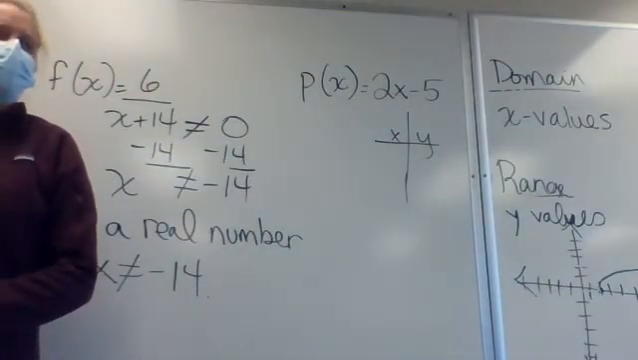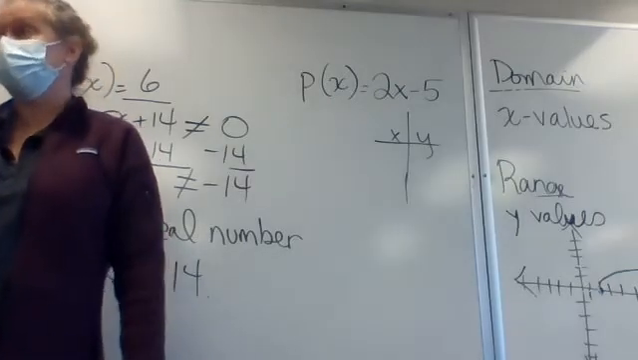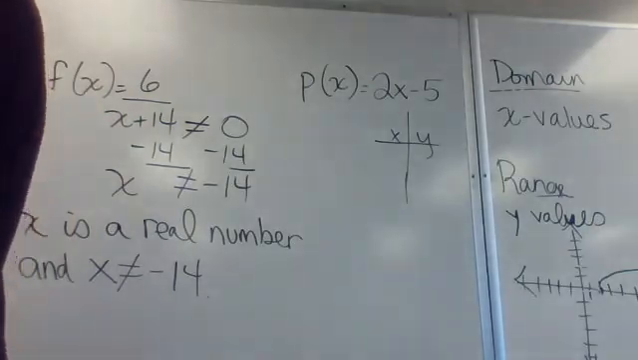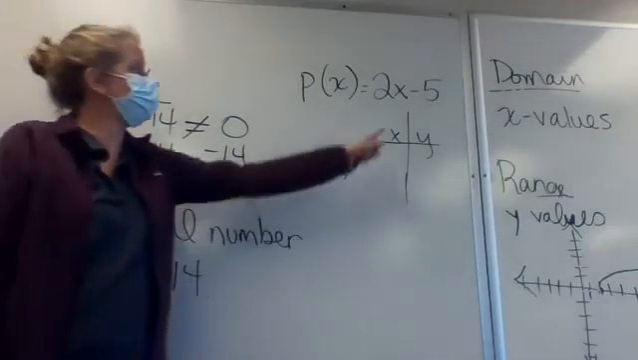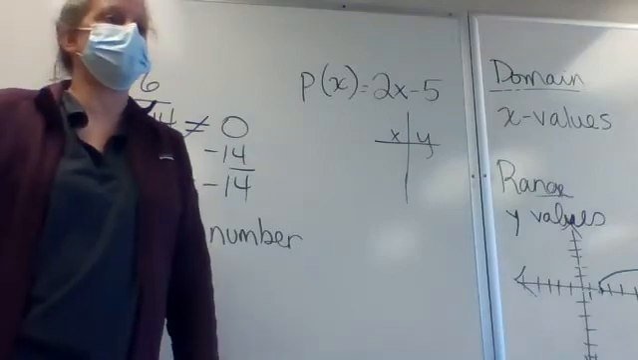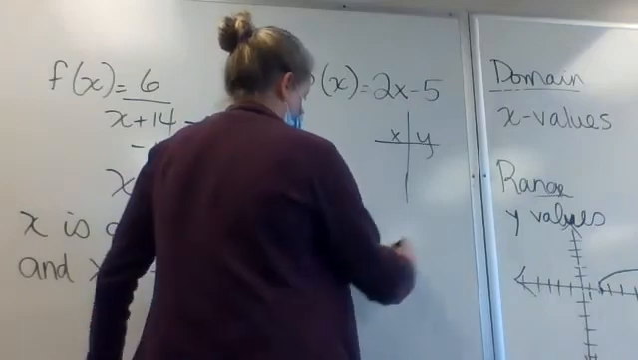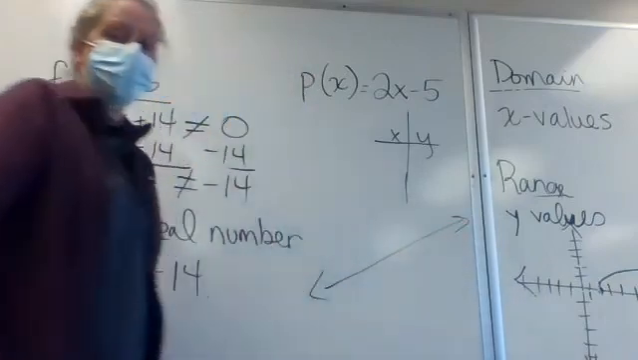Is there any number that you can't multiply times 2? No. You can multiply, you can just get a 0. But you can multiply any number times 2, and then you can also subtract 5 from all numbers. And again, what kind of graph would this make? It'd make a straight line like that.